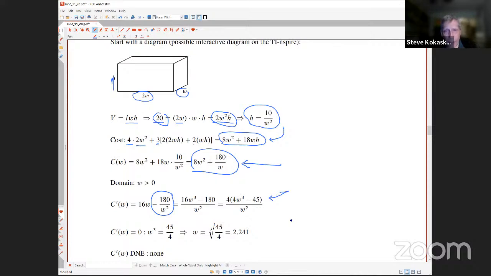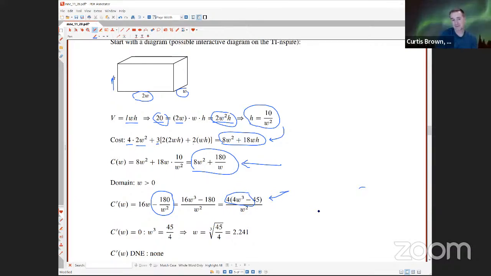Well, let's see. I have to find the critical values. Yikes. I have to find the places where that derivative is 0. One of the places where that occurs is clearly the cube root of 45 over 4. Now, I know what you're going to ask, Curtis. You only found one, Steve, and this is a cubic, isn't it? It is. So what does that suggest?